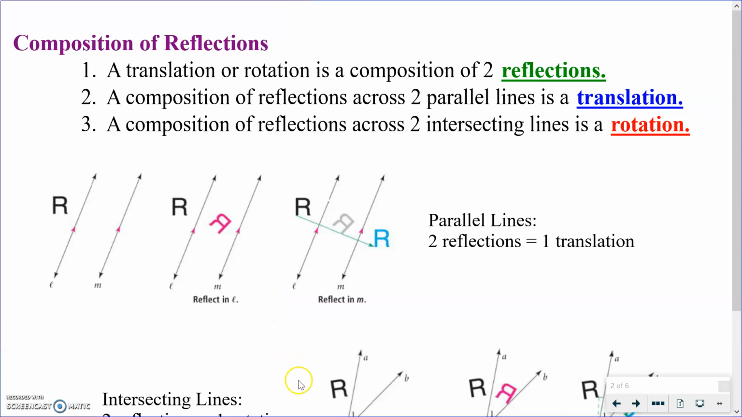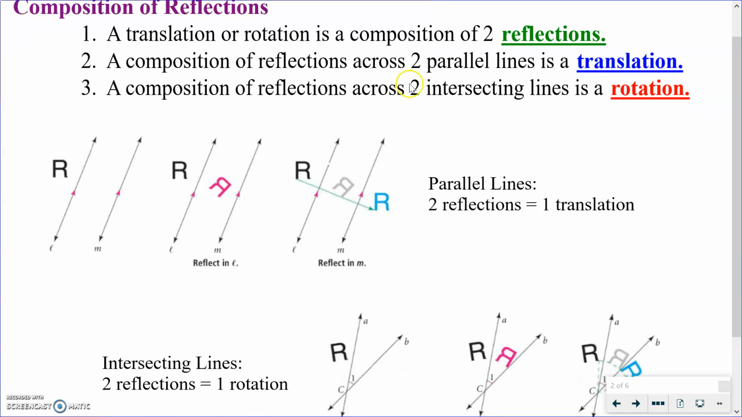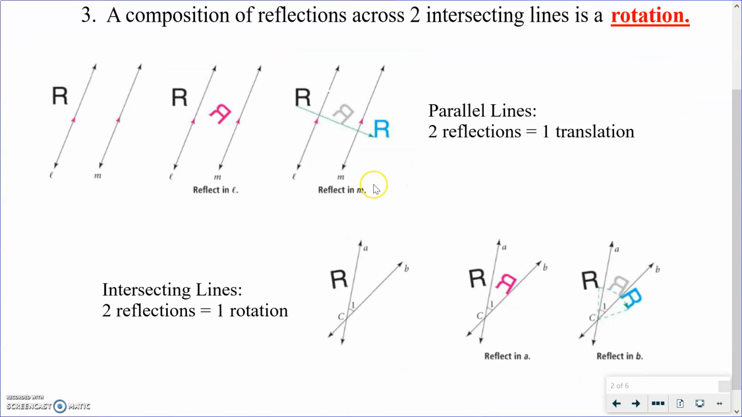Okay, so when we compose and put together reflections, they create some interesting movements. And so the first one is a translation or a rotation is a composition of two reflections. So we can create any translation and we can create any rotation with two reflections. Okay, so if we have two reflections over parallel lines, that creates a translation.